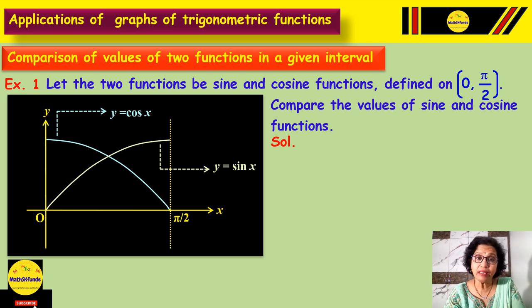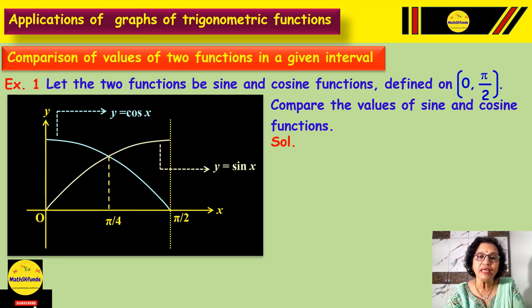Now you can see that these two graphs intersect at a point. What may be that point? It is pi by 4. Cos pi by 4 means cos 45 degrees, that was 1 by root 2. Sin pi by 4 means sin 45 degrees, that is also 1 upon root 2. So we know sin pi by 4 and cos pi by 4 are equal. So at the point where those two graphs meet, the value of x is pi by 4. That's what I can observe from the graph.